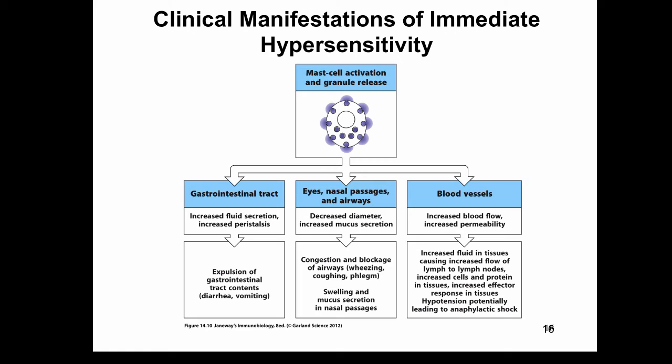congestion. Blood vessels, instead of vasoconstriction, actually become dilated because of the actions of histamine. This increases fluid leakage into the tissues, increased flow of lymph to lymph nodes, increased cells and proteins in tissues, and increased effector responses and recruitment of additional molecules and cells to those tissues. Now, if this is systemic and you have lots and lots of systemic vasodilation, this can result in hypotension, or low blood pressure, potentially leading to what's referred to as anaphylactic shock.